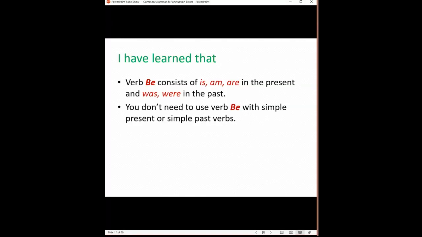Okay, so from this part, we learned that verb to be consists of is, am and are in the present tense and was and were in the past. And you don't need to use verb to be with a simple present or simple past verb. So choose one verb. You cannot use two verbs following each other.